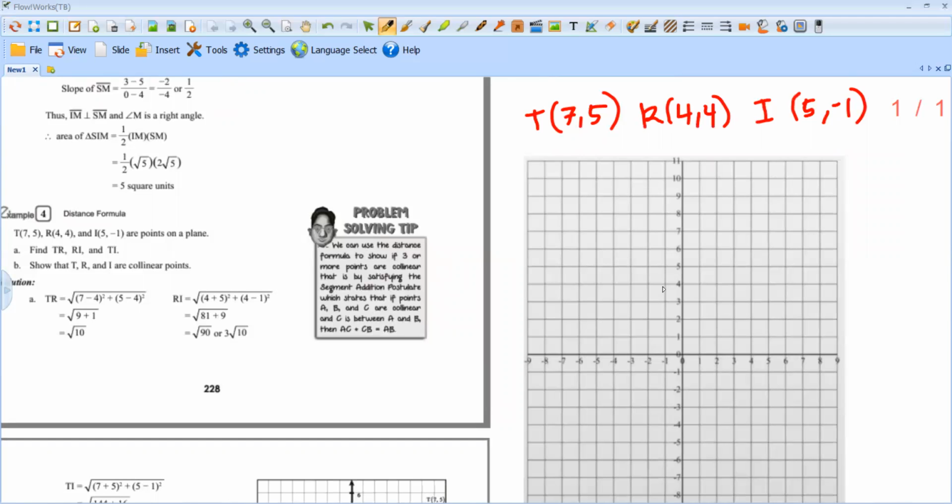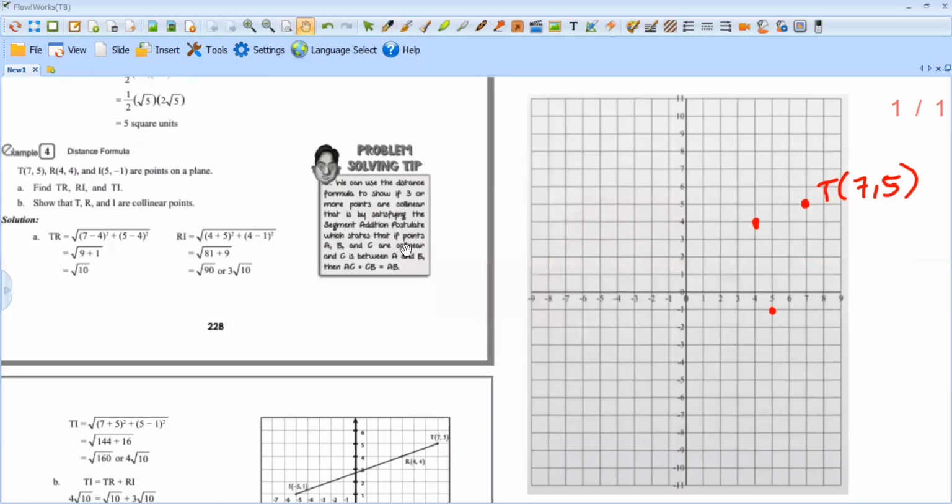So let's try to plot the points. So 7, 5, which is the point T. Next, we have 4, 4. And we have 5, negative 1. Where is the 5, negative 1? It should be here. Again, 7, 5, 4, 4, and 5, negative 1. All right.